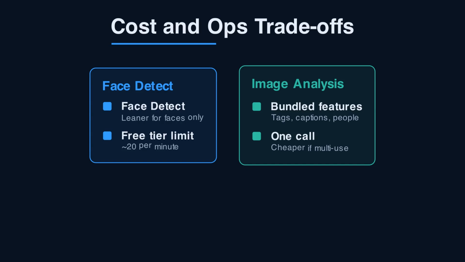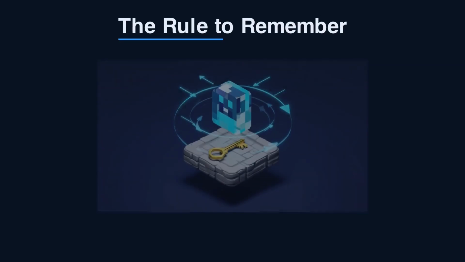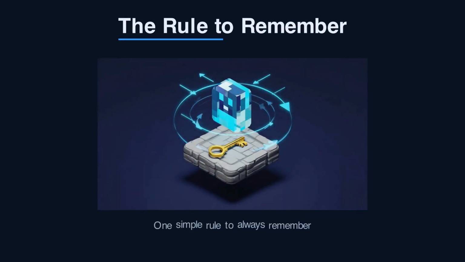Image analysis bundles many features in one call, cheaper if you also need tags or captions. For face-only blur, Face Detect is leaner. Prices shift, so check current Azure docs. The crisp rule: need tight face boxes to blur, use Face Detect. Need general scene understanding plus rough people counts, use image analysis.